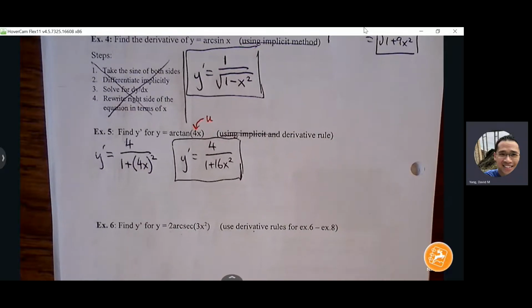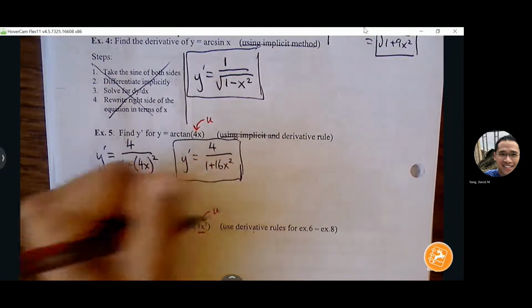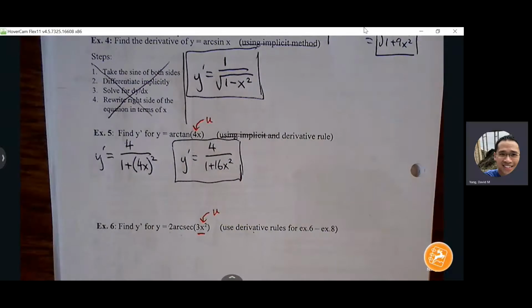Okay, number 6, what's our u value? All right, so let's practice using the arcsecant rule. Now the 2 is just a coefficient, so that's just going to hang out in front. Okay, it's just going to attach itself to the derivative. Okay, so look at the rule above for arcsecant and see if we can apply that rule.